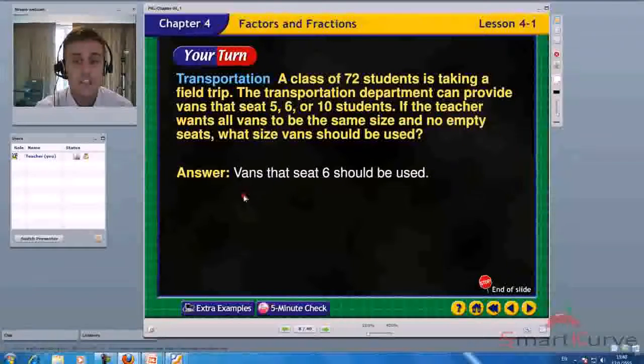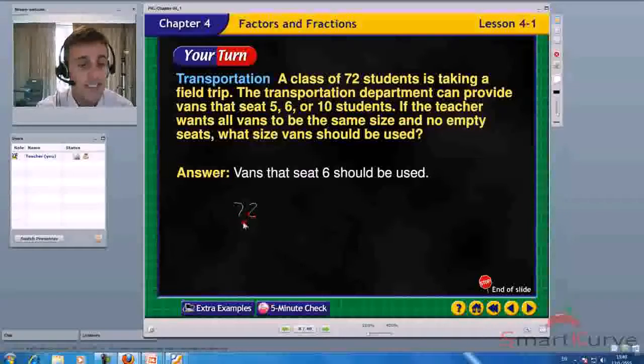A class of 72 students is taking a field trip. The transportation department can provide vans that seat 5, 6, or 10 students. If the teacher wants all vans to be the same size and no empty seats, what size vans should she use? Well, we immediately know 72 is not divisible by 5 because the last digit, the ones digit, is not a 0 or a 5.